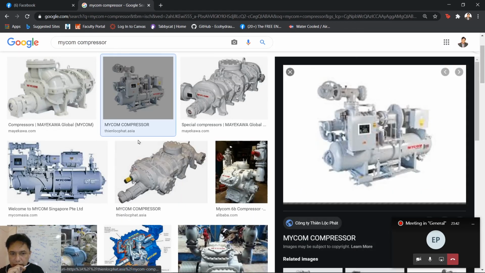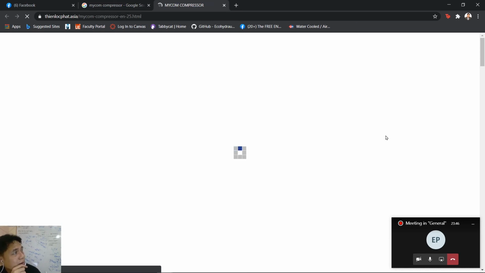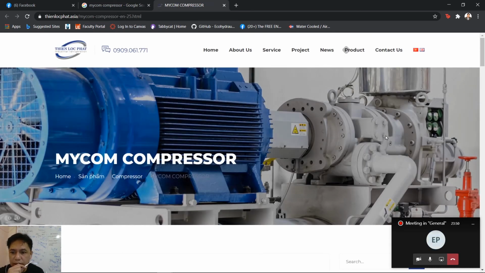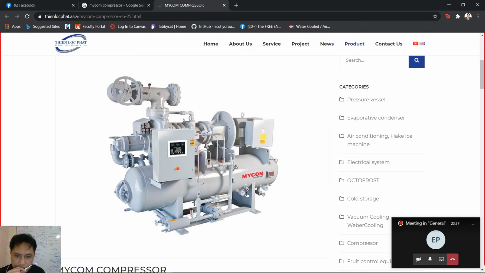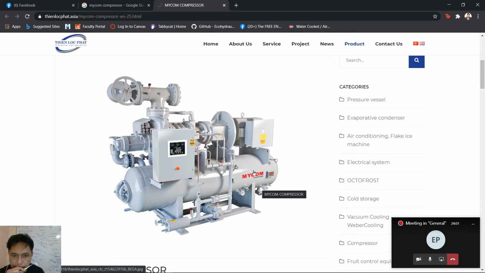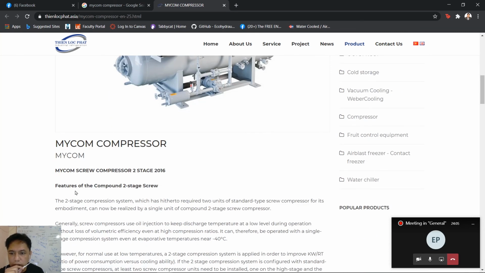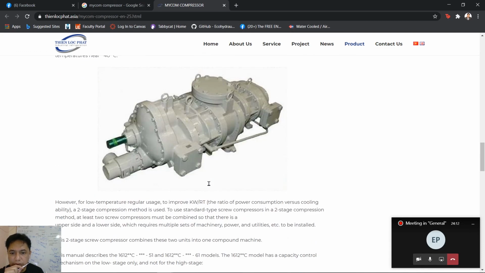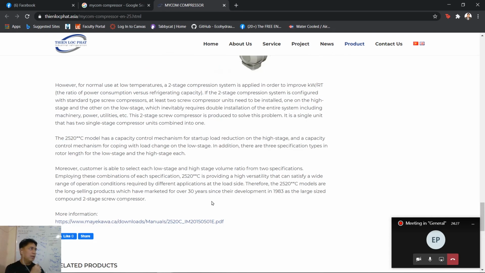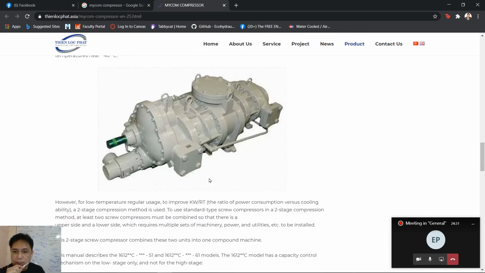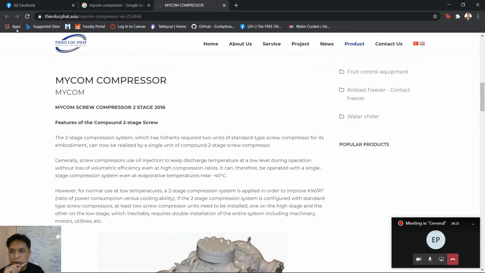Let me just show to you one. Yeah, MyCom. So it's an international compressor, as you can see here. The brand is MyCom. So look at this. MyCom screw compressor, two stage, first stage, and then again it will be compressed for the next stage. So yun ang mga refrigerant. Meron ding ang competitor niya ay Bitzer, tapos yung GEA, tapos meron ding mga Alstom, marami. So but this one is the most famous for the screw compressor.